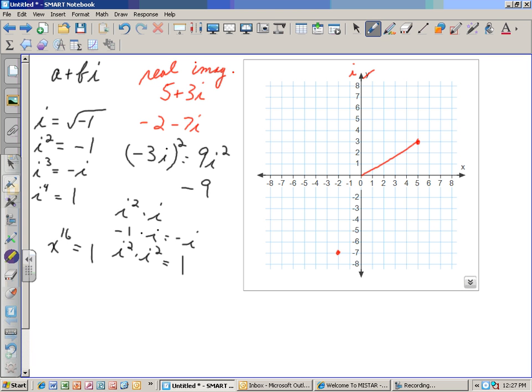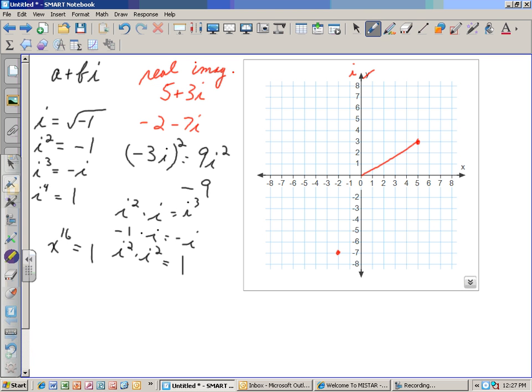Yes, Michelle? I don't understand how i cubed is negative i. Well, because i cubed, isn't that i squared times i? Okay, and i squared is negative 1. Negative 1 times i is negative i. So it'd just be like negative square root of negative 1? No, we never go back to the square root of negative 1. It's just negative i. That's it.